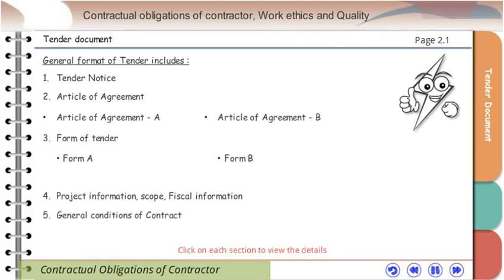Click on each section to view the details. Click next to view more sections of tender document.